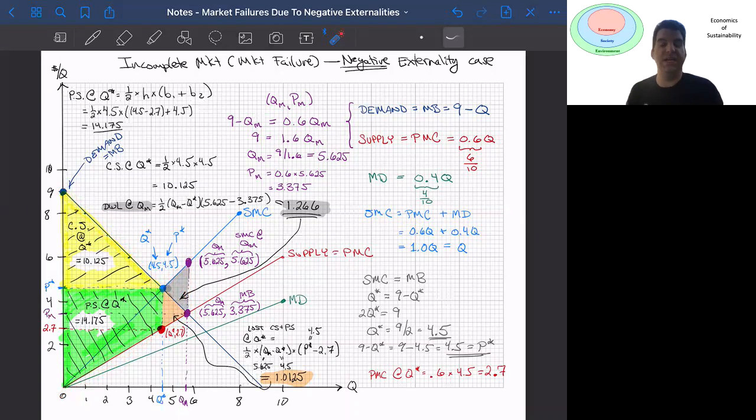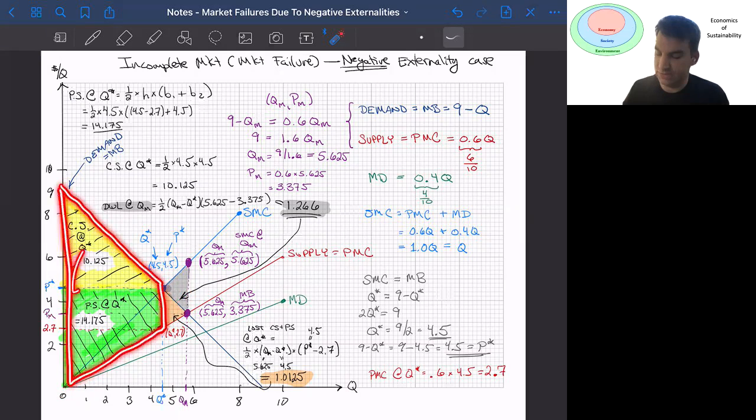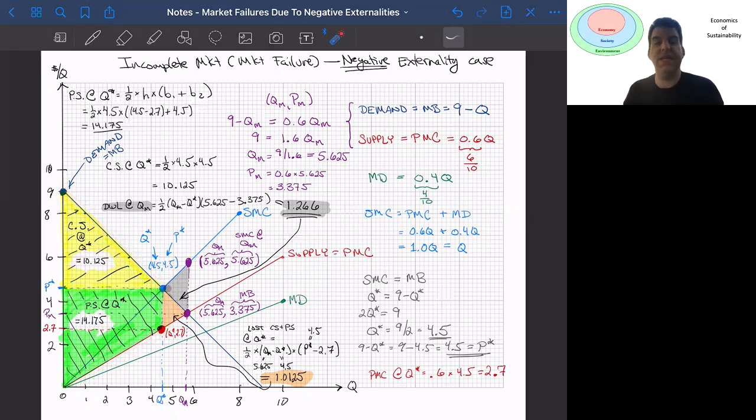And what you'll find, as expected, is that the benefit under this scenario, where this area here is a negative, is going to be less than the benefit under this scenario. And that's why that's a socially efficient equilibrium over here. All right, so that's our negative externality case. I hope that helped.